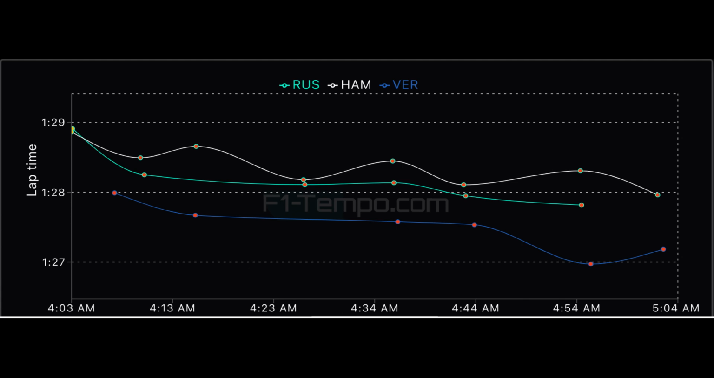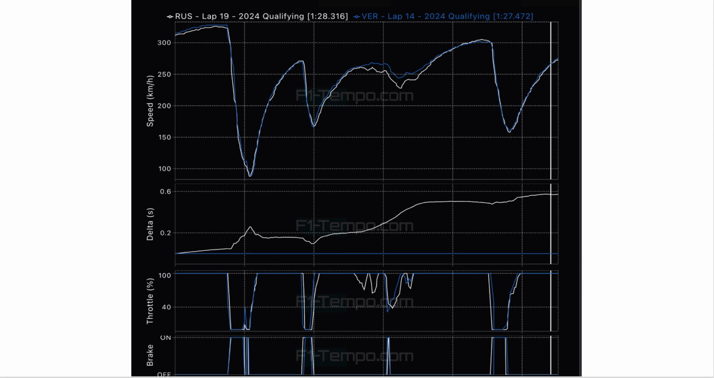So we have taken each driver's fastest lap. I've taken Lewis's final lap, George's final lap, and Max's penultimate lap, and we've put them all together. On the next slide, we've just taken two drivers, George Russell's lap and Max Verstappen's lap, and I'm using this slide just to demonstrate a few things about what the telemetry trace is looking at.